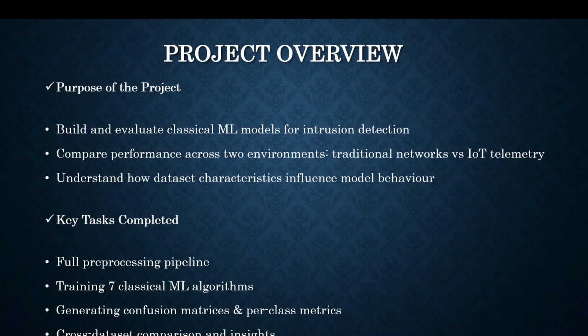The main purpose of this project was to understand how classical machine learning models perform when detecting cyber attacks. I wanted to see how the same model behaves in two different environments. One is traditional network traffic and the other one is IoT sensor telemetry. To do this, I completed the full workflow. I cleaned and prepared both the datasets. I trained seven classical machine learning algorithms. I also generated accuracy scores, precision, recall, F1 scores, and confusion matrix for all the models. And in the end, I compared the results across both the datasets to understand why the models behave differently.